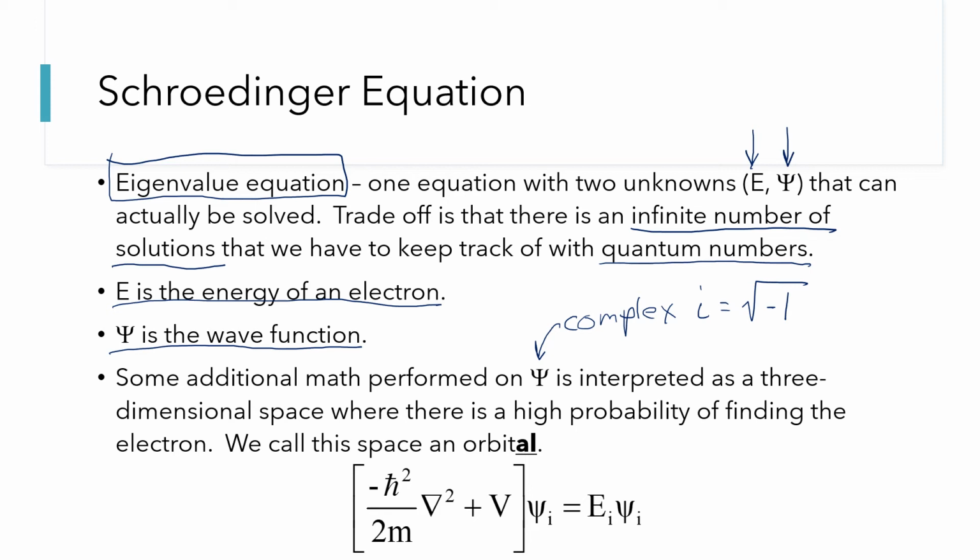And we want the wave functions to be real, something that we can see in three-dimensional space. So there's a little bit of math that has to be performed on them to turn these wave functions into a spot where we can find the electron. After this math has been done, we end up with this three-dimensional space where there's a high probability of finding the electron, and we're going to call that an orbital.